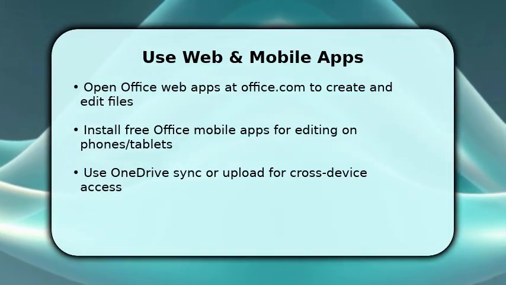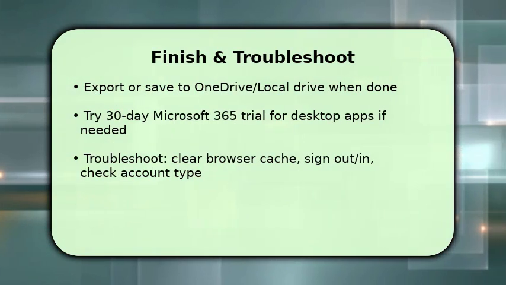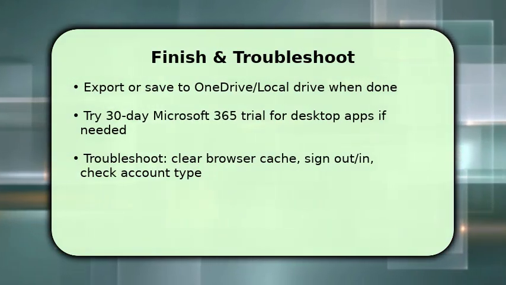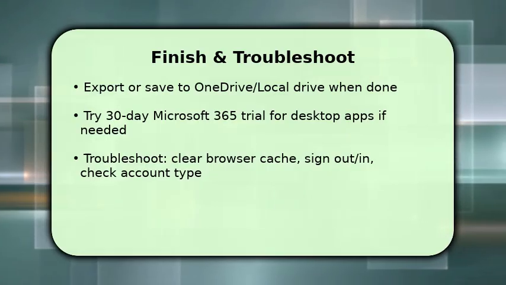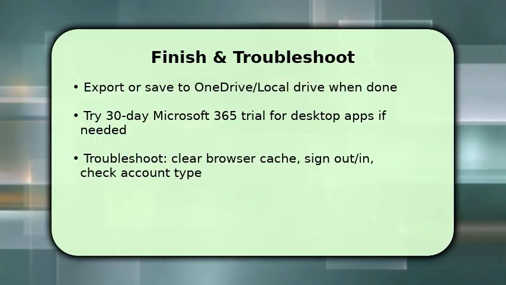To finish, save final copies to OneDrive and export any required formats like PDF. If desktop apps are essential, activate a 30-day Microsoft 365 trial through your account. This is legitimate and reversible.